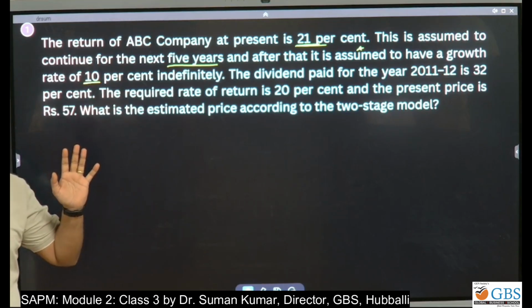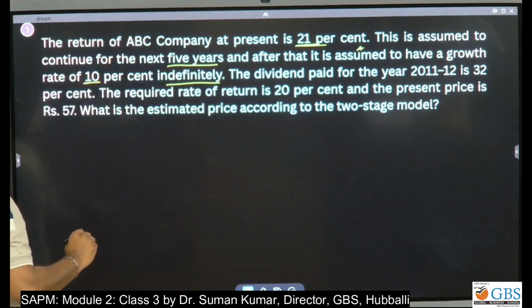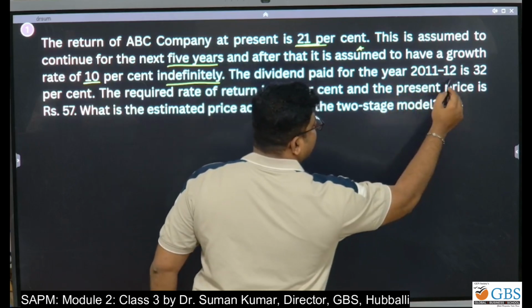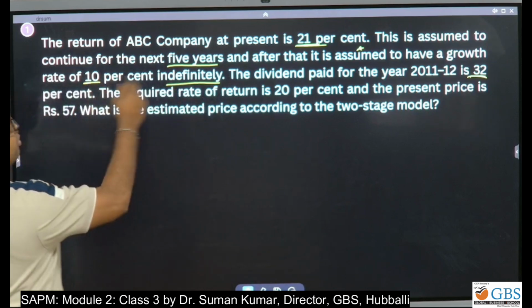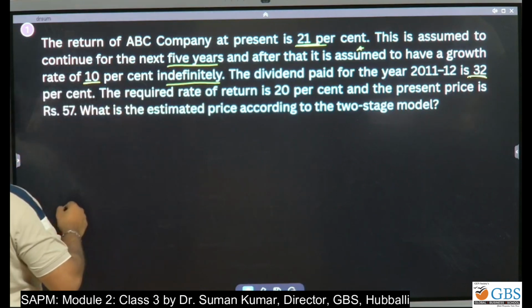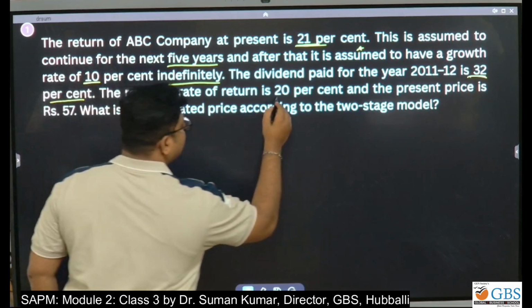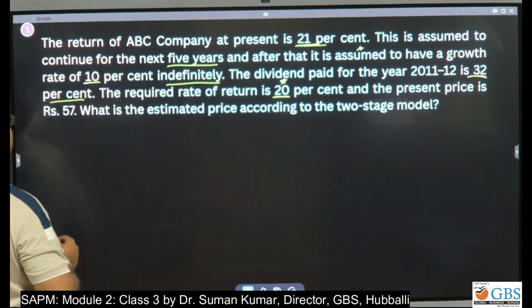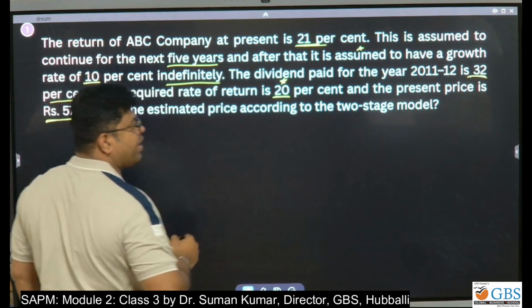Is it clear? So then, indefinitely, for n number of years, we don't know how many years. The dividend paid for the year 2011-12 is 32. That means for that particular year, 32%. The required rate of return, R, is 20%, and the present price is 57. What is the estimated price? That is P naught, we need to find out.